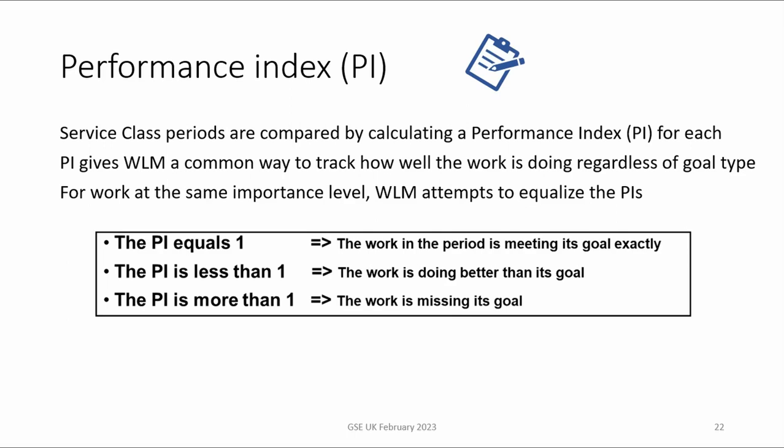If you're using more than expected, right? If you're using 90% of the samples, then you'll have a velocity of 90. But if your goal is 70, then what WLM does is in effect divide the goal by the achievement, right? And so if your goal is smaller than what you're achieving, you'll have a PI of less than 1, and that means you're doing better. And if your goal exceeds your achievement, then you're not meeting your goal, and you're going to get a greater than 1 ratio, and that means you're missing your goal. And of course, if PI equals 1, then you're exactly making your goal, and that does happen sometimes.